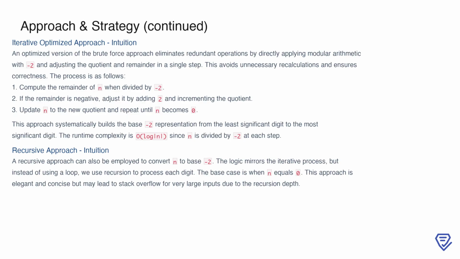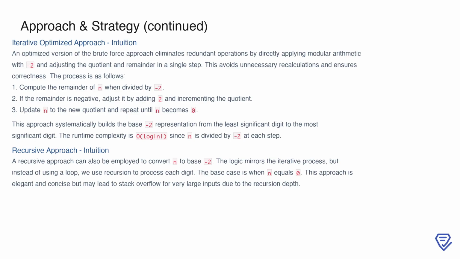Like the brute force method, this approach runs in O(log n) time since we divide n by -2 at each iteration. Alternatively, a recursive approach could be used to achieve the same result. Here, instead of using a loop, recursion is employed to handle each digit. The base case occurs when n equals 0, at which point the recursion unwinds and combines the results.